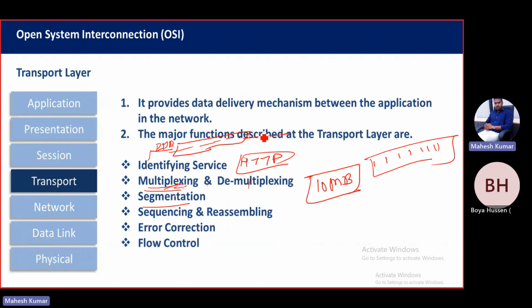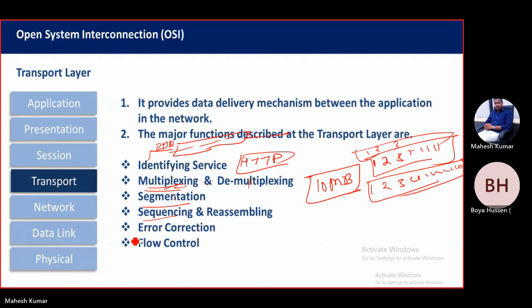Once it is sending, the sequencing happens on this side. Again, it will break and sequence like this. Suppose the first 1 MB is the first, the second MB is the second, the third MB is the third. Like that, it will sequence in the numbering system: 1, 2, 3, 4, 5, 6, 7, 8, 9, 10. Finally, it is over the payload.